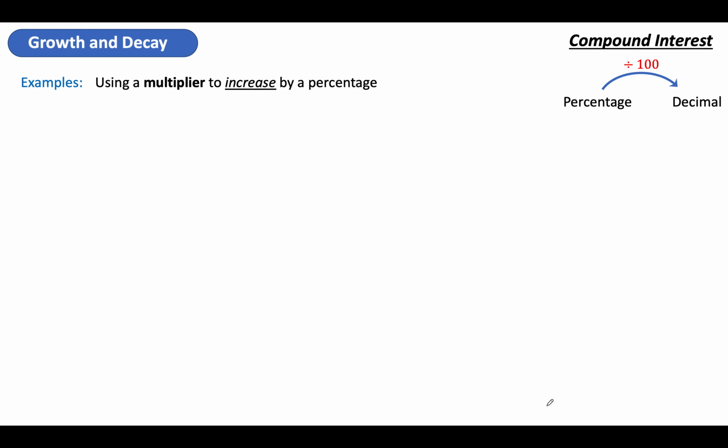What's my multiplier? Well, remember, start with 100%. Add on your percentage. So 132%. And then change it into a decimal by dividing by 100, just like we've done before. That is what I want you to do. Work out what the multiplier would be to increase by that amount. Okay, so I'm going to pause the video. And I want you to write down the multipliers, please, for those. So pause the video, off you go.